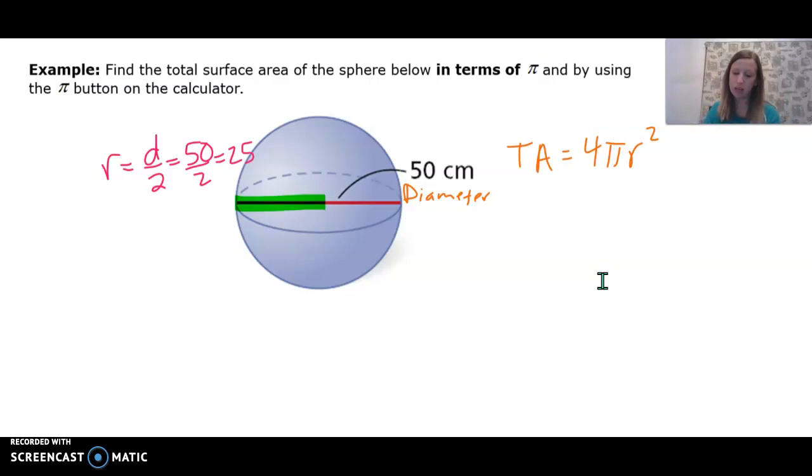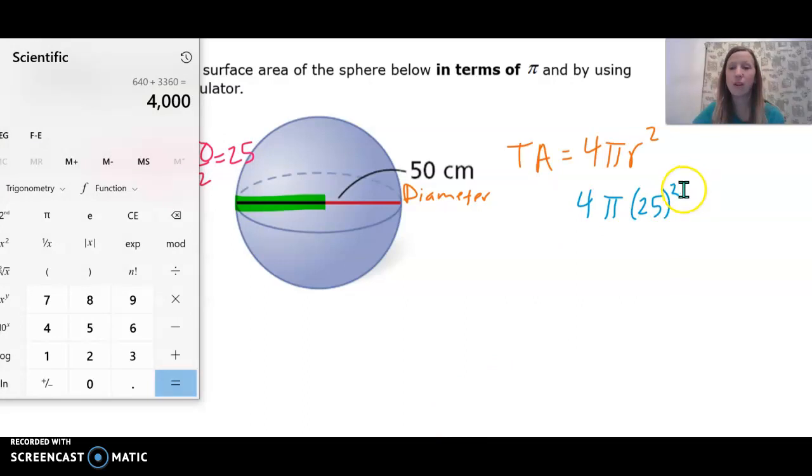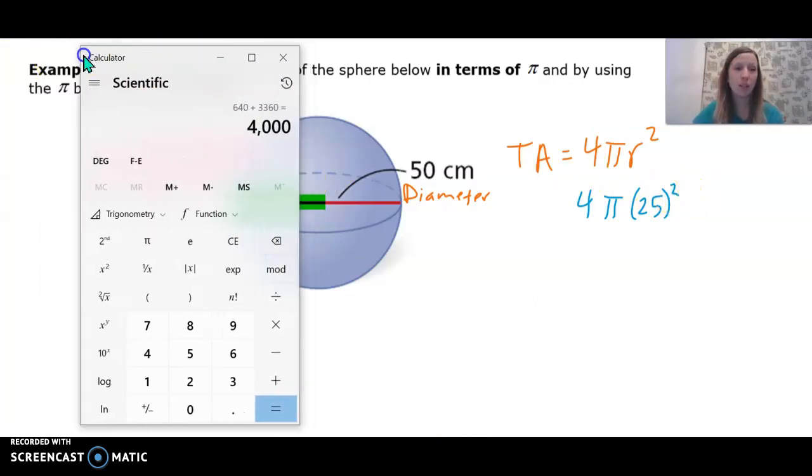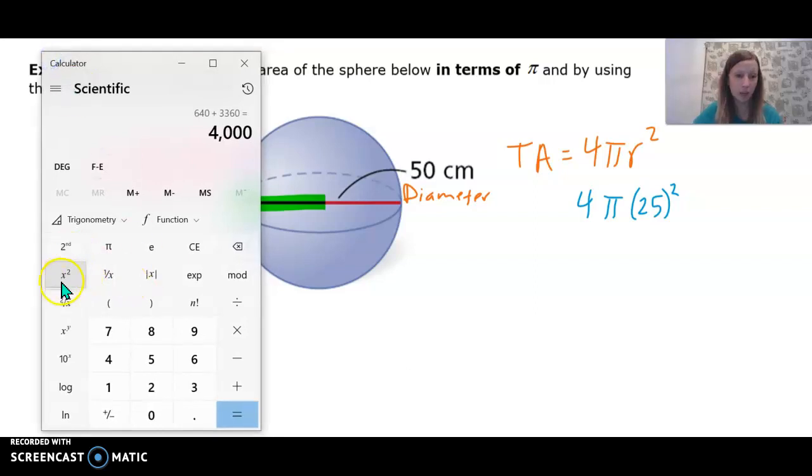So now we're going to plug in 25. So 4 pi times 25 squared. If we forget the squared, it's going to throw off our entire answer. So we need to find out what 25 squared is. Now, unlike smaller numbers, I don't always know what 25 squared is in my head. So I'm going to pull out my calculator. 25 squared, most calculators have a squared button like this one right here. So 25 squared is 625.